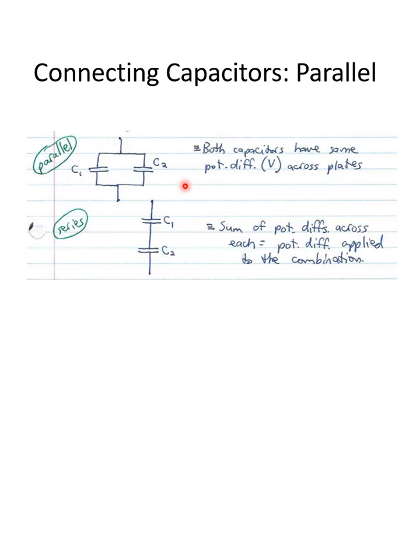With series, the key definition to keep in mind is that the sum of the potential differences across each is the potential difference applied to the combination. So again, let's say that if I were to continue this series drawing and it's connected to a 9-volt battery, then it's a 9-volt drop from the top to the bottom. And maybe for the first one, it's a 5-volt drop, and for the second one, it's a 4-volt drop. They will add up to 9 volts.